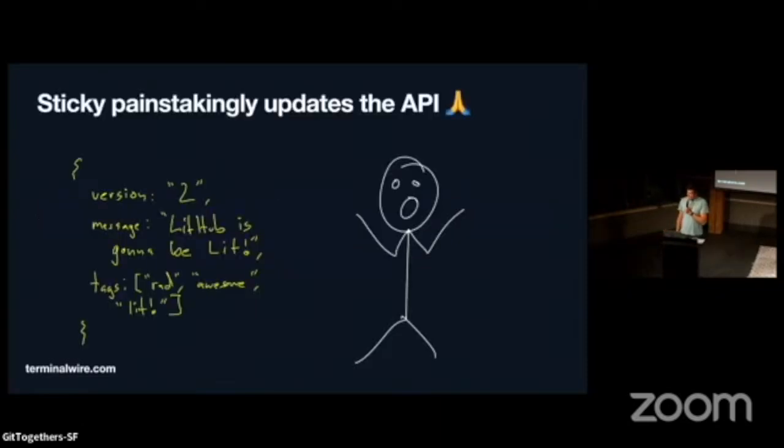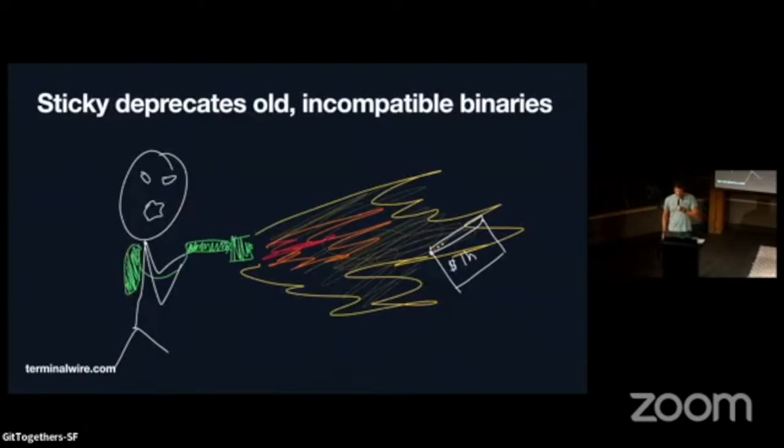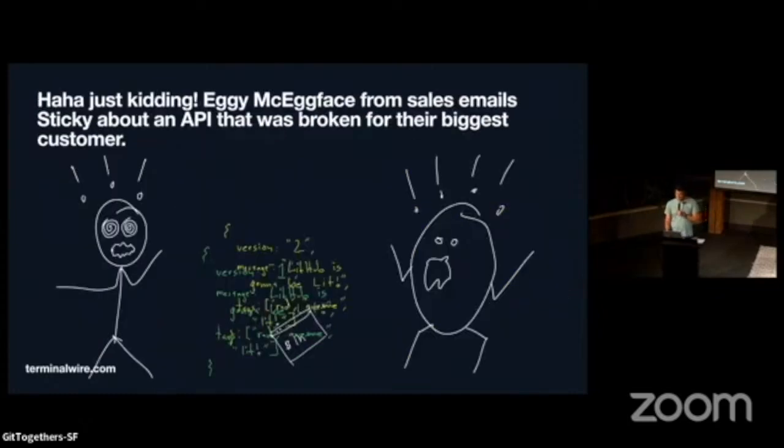So he painstakingly updates the API. He has to, of course, have versioning. He changes a few things. Sticky's not getting very happy because now he has to do some more manual and automated integration testing. And then he had to change the API. So now Sticky McStickface has to figure out how to go out and deprecate all the old Go clients that were put out there. Sorry, Sticky. All right. Anyway, Sticky finally prevails. He ships the new API and the new client, and everything's good. He deprecated everything. Just kidding.